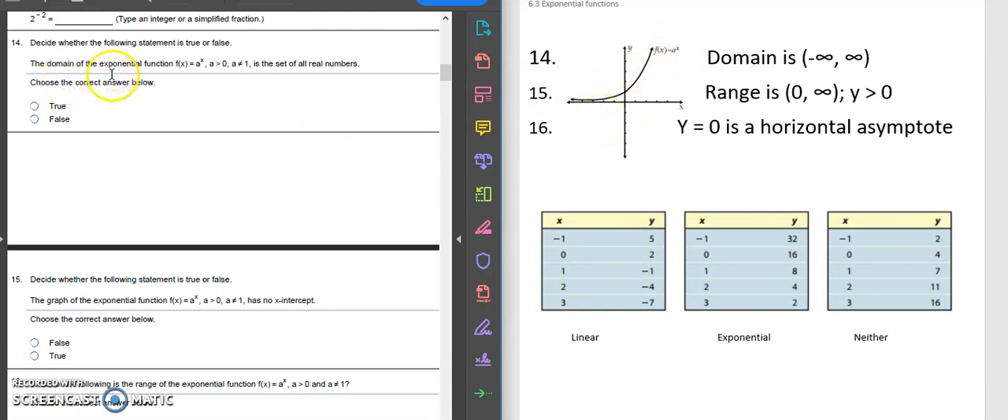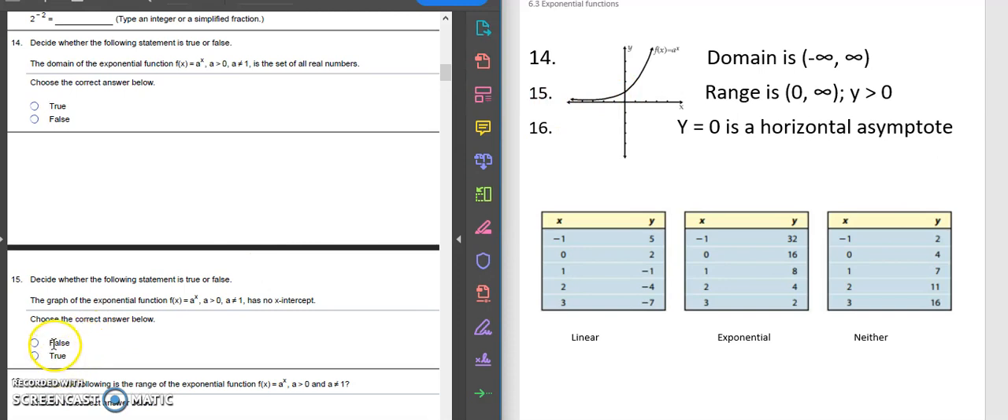So it says the domain of the exponential function is the set of all real numbers. If we look at the graph, we see it goes from negative infinity to positive infinity. It is indeed all real numbers. So 14 is going to end up being true. Number 15 says the graph of the exponential function has no x-intercept. Once again, we said the x-axis is a horizontal asymptote, so it is not going to cross the x-axis, so indeed it will not have an x-intercept. So this one is also going to be true.